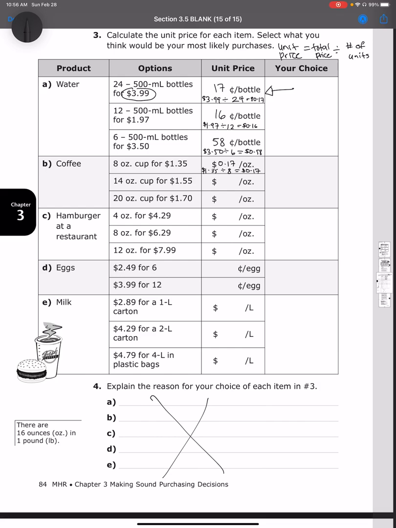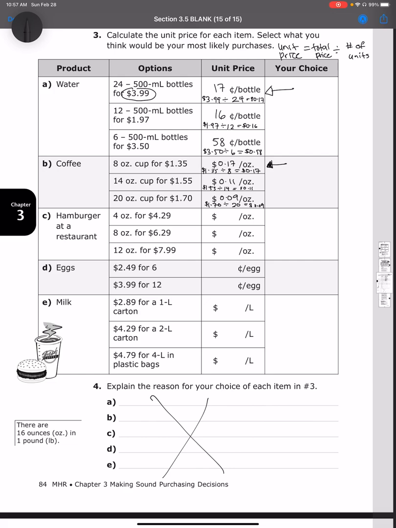For 14 ounces, that costs $1.55. I would do the total price of $1.55, divide that by 14 ounces. That would equal $0.11 or 11 cents. And then for 20 ounces, it costs $1.70. So I would do $1.70 divided by 20. That gives us $0.09, which is 9 cents.